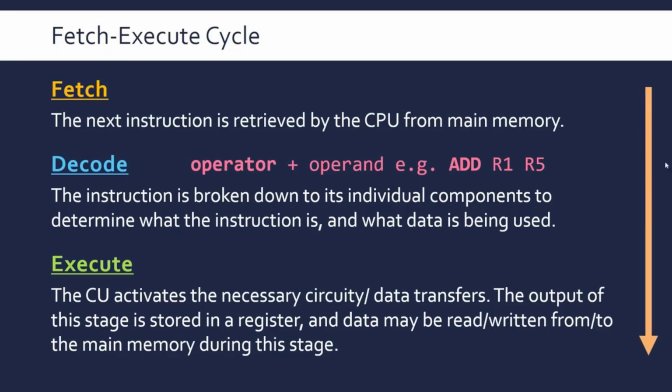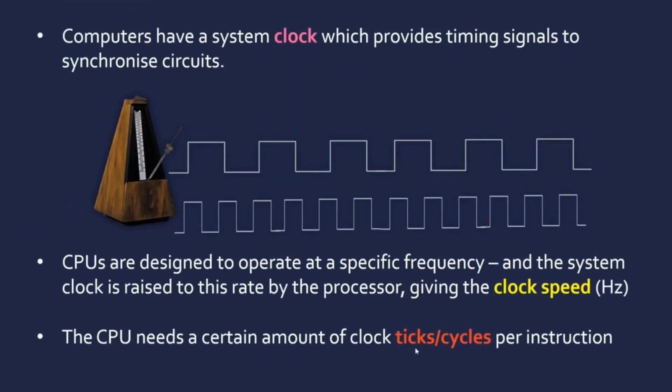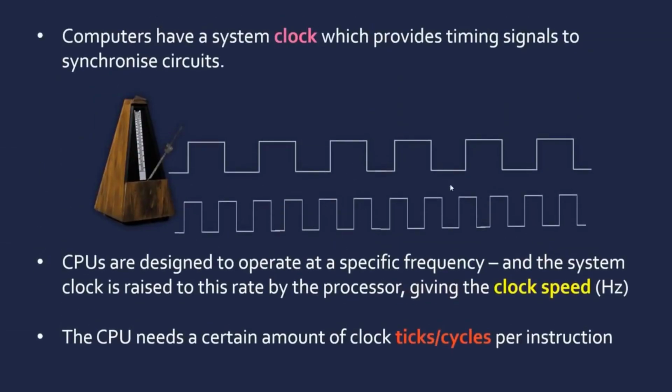So this is a cycle, and as I say, it needs a certain number of clock ticks per instruction, so the faster the clock speed is, the more cycles it will do, because it's just going to inherently follow the cycle. So the faster the clock speed is, the higher the frequency, the faster the CPU is.